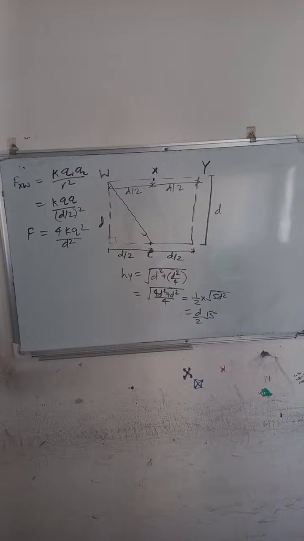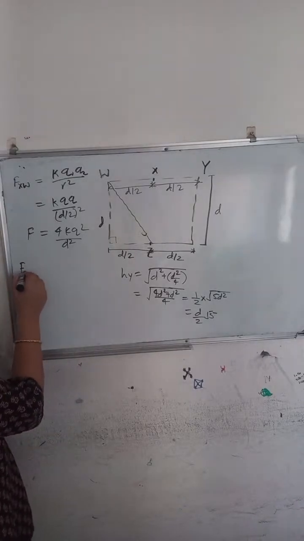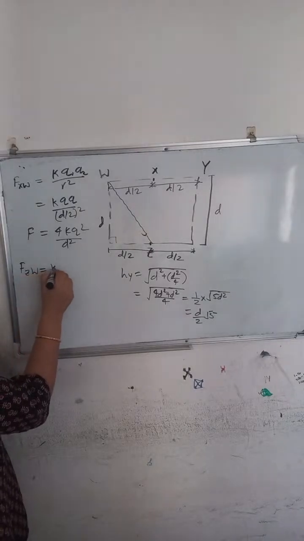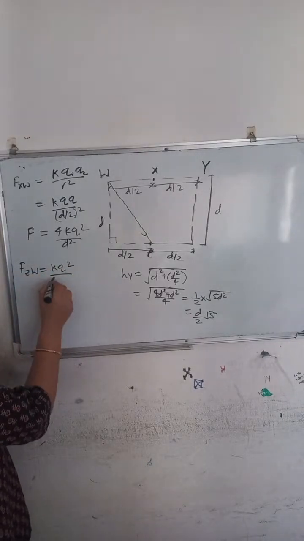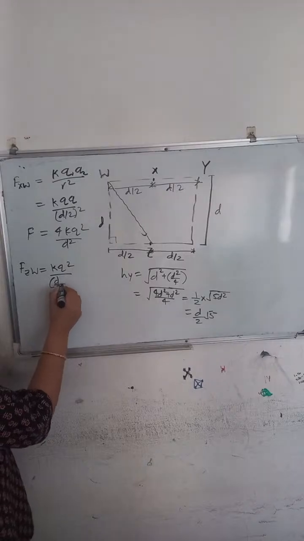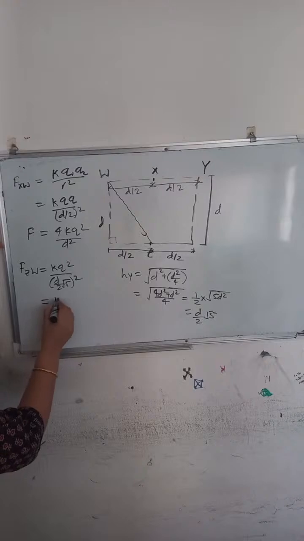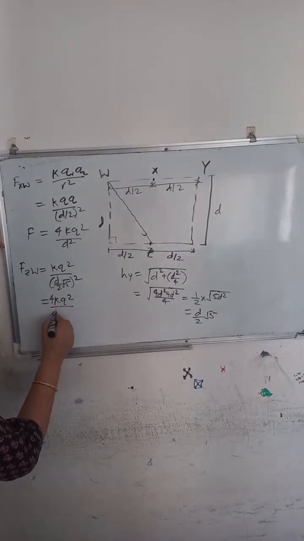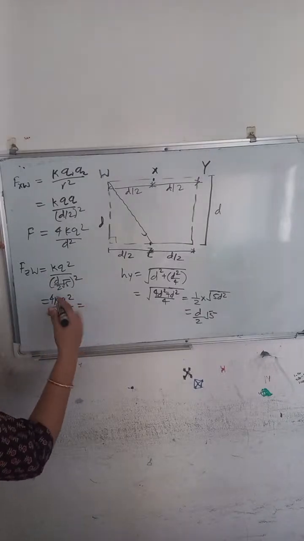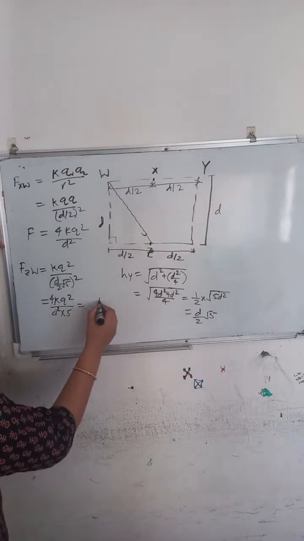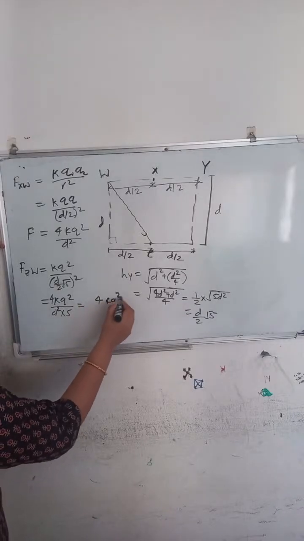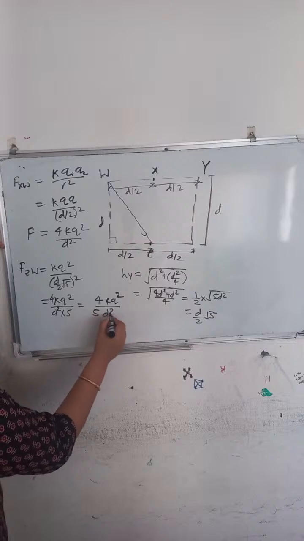Understood? Once you get this hypotenuse, we can calculate the force on Z due to W, equal to kq square upon d by 2 root of 5 whole bracket square. So here we write kq square, and this 2 square is 4, so 4 I will send up. This is d square into 5. So I will write it in a more generalized form, that is 4kq square by 5 into d square.